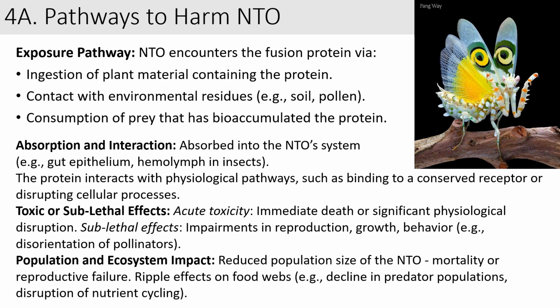There are a variety of potential exposure pathways, and an NTO might encounter the GMO protein by ingestion of plant material, by contact with environmental residues, or if it's a predator, by consumption of prey that has bioaccumulated the protein. It can be absorbed into the NTO's system in a variety of ways, and it could have an acute toxic effect, an immediate death or significant physiological disruption, or it could have sublethal effects over a period of time.